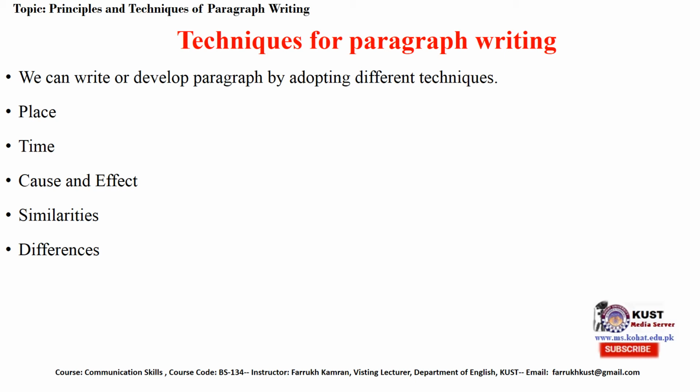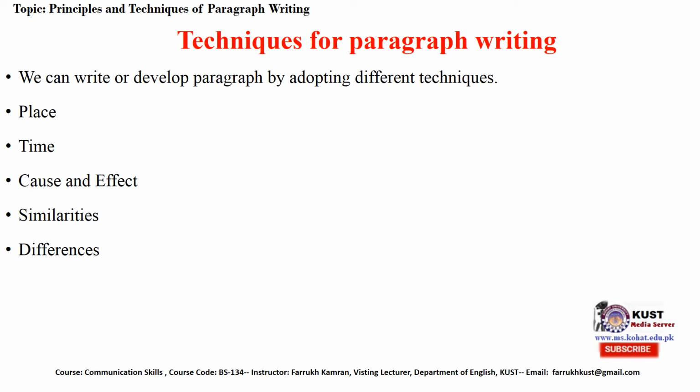Sometimes we write a paragraph using the numerals first, second, and third. For example, the first reason for attaining good marks in the examination, the second reason for attaining good marks. This way of writing is called process. In this, we arrange the material of the paragraph step by step. In order to show time clauses, we often use the following words: while, as, when, before, after, until, etc.